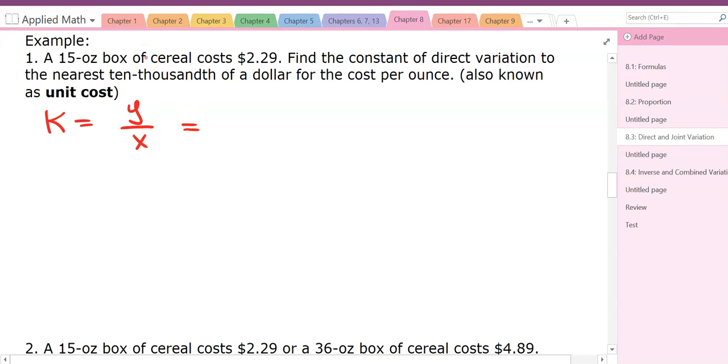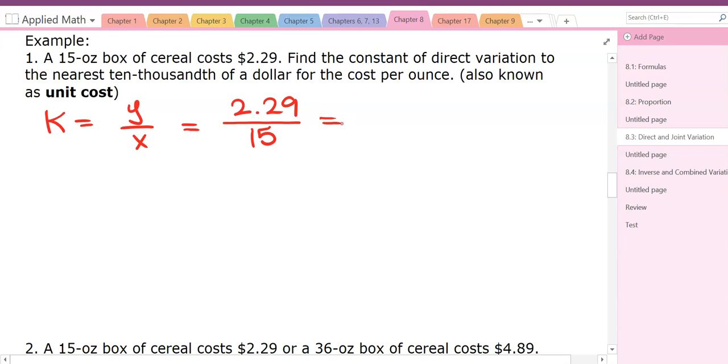Using the information that they give me, remember that y is your dependent variable, x is your independent variable. The independent variable in this case would be something I cannot control, like how much the company is going to put in a box. That's up for them to decide. Do they want to make their boxes have 15 ounces or 20 ounces or whatever? In this case, it's 15 ounces, so that's going to go on the bottom. The cost is $2.29, so that's going to go on the top. So I'm taking the cost divided by 15 to figure out how much it costs per ounce.